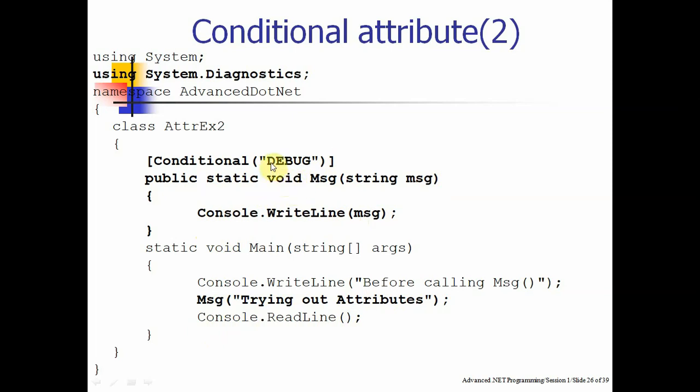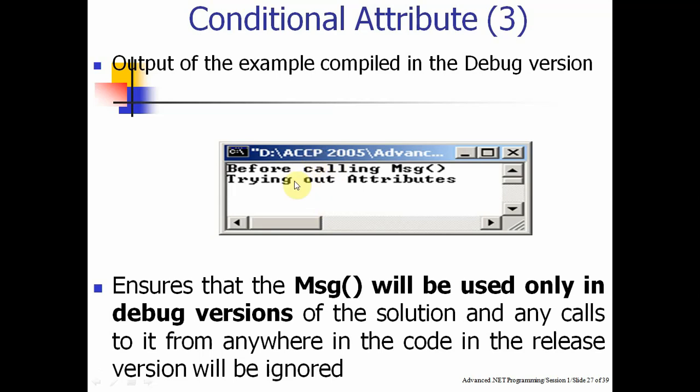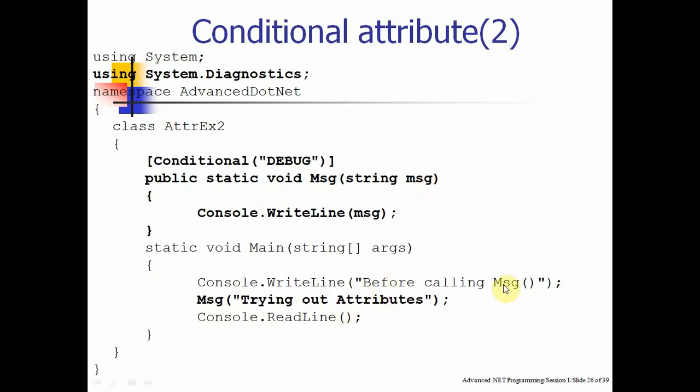So when you run it with debug mode, then you will find the message. तब ये दोनों मैसेज आएंगे, बिफोर कॉलिंग मैसेज और ट्राइंग आउट एट्रीब्यूट. मतलब डिबग मोड होगा तो ये मैसेज भी आएगा बिफोर कॉलिंग मैसेज, ये तो आएगा ही आएगा, और ये फंक्शन एग्जीक्यूट होगा तो ये जो आर्गुमेंट है ये MSG में ट्रांसफर होगा, and this will transfer to MSG, and the console.WriteLine will execute this line and print this line also. So both lines will be printed in case of debug mode.